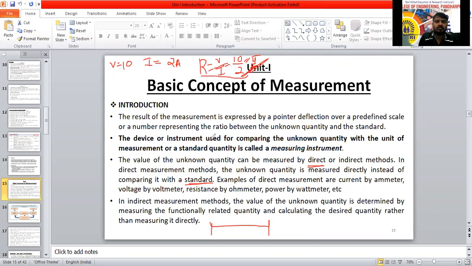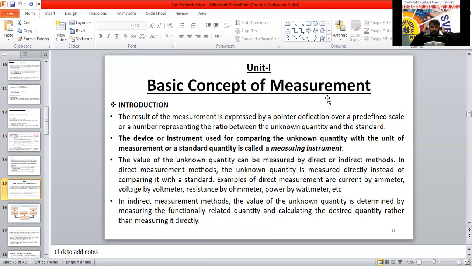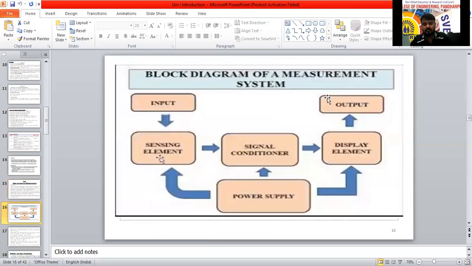Okay. Next, we will go for the block diagram of the measuring system. This is the block diagram of the measurement system. Suppose I apply some force to this, and I want to measure that force as an electrical signal. It may be voltage or current or resistance. For that reason, we use a measuring system. That one we have mentioned here now.